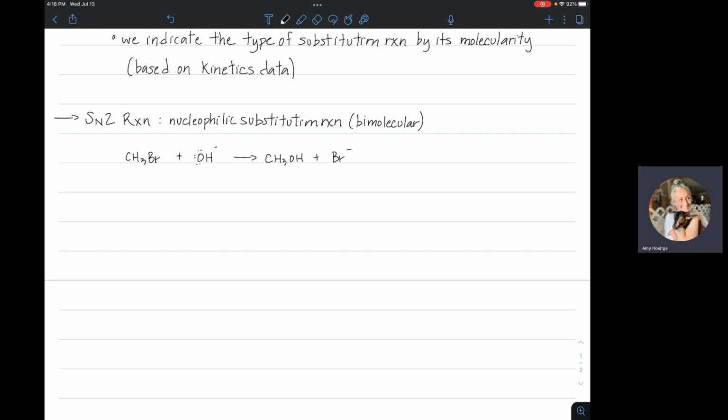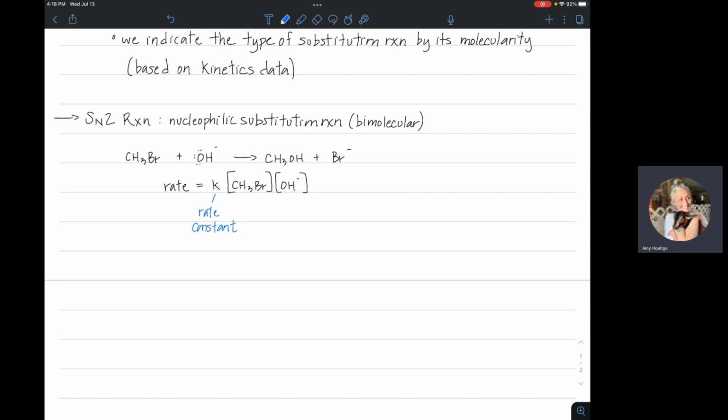And the rate law for this is going to be some rate constant, K, multiplied by the concentration of your alkyl halide times the concentration of your nucleophile, or in this case, your base, which is your nucleophile. So this rate here is going to be your rate constant. It's just a number. It's experimentally determined.